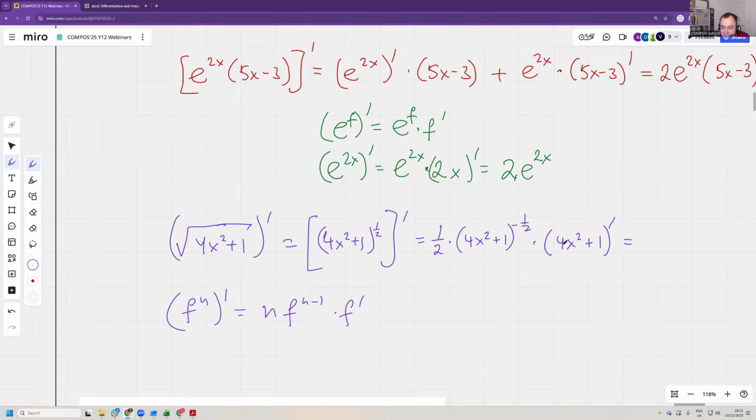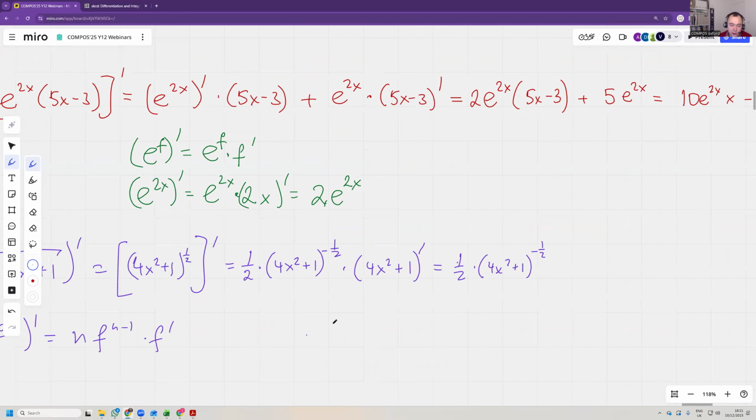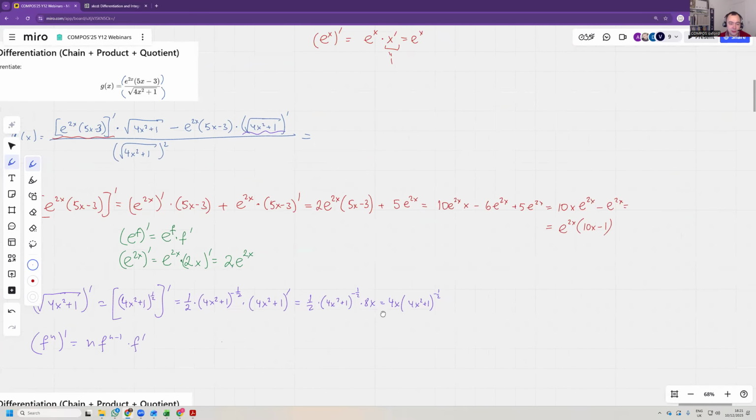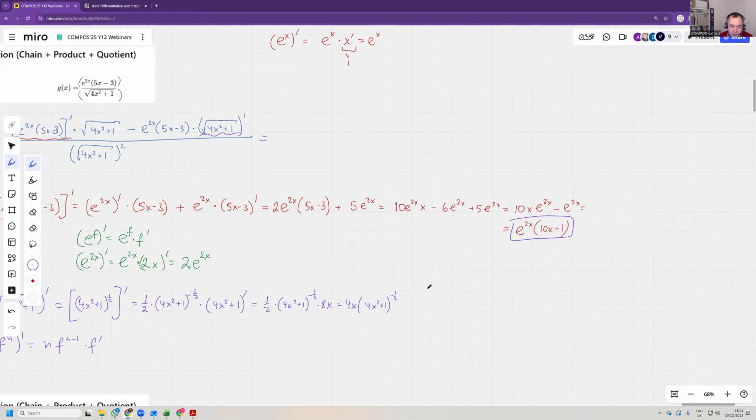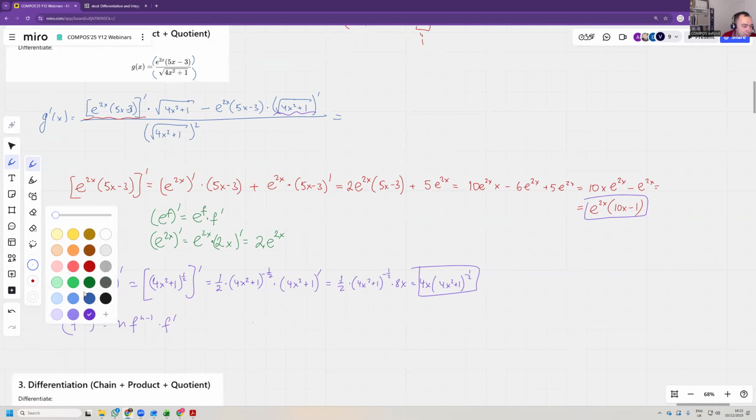And therefore, that's 8x divided by 2. So that's 1/2 multiplied by 4x squared plus 1 to the power minus 1/2 multiplied by 8x. So that's 4x, open bracket, 4x squared plus 1 to the power minus 1/2. And I'm going to use that and that to fill in the gaps.